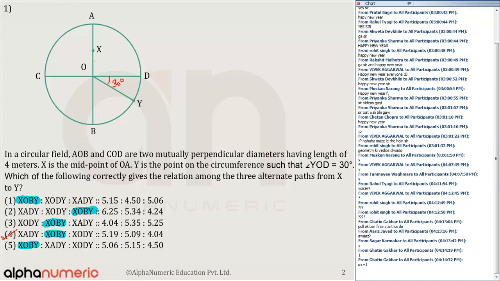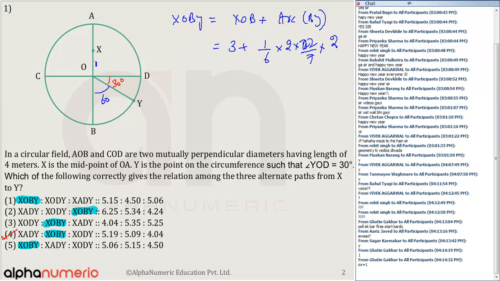Here the length XO is equal to 1. So I can say that the length of XO is 1 here. So let's try to find out what is the length of XOBY. So XOBY is nothing but equal to what? I can say XOB plus arc BY. That will be it. And XOB is nothing but equal to 3. And arc BY is equal to 1 by 6 because this is angle 60 degree. So this is 1 by 6 into what will it be? Perimeter of the circle, that is 2 into pi, that is 22 by 7, into radius. Radius is nothing but 2. Solve this, you'll get the answer which is approximately 5.09. So there is only one option in which the length of XOBY is 5.09, that is option 4. So the correct answer is definitely option number 4. So this was easy. Can I move to the next question?